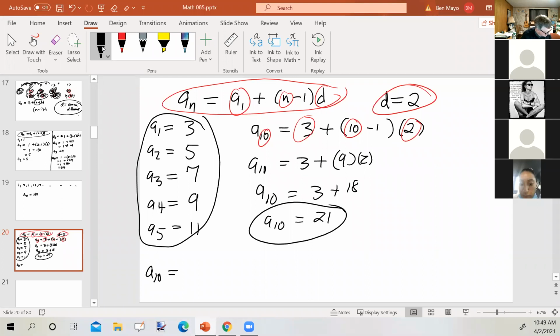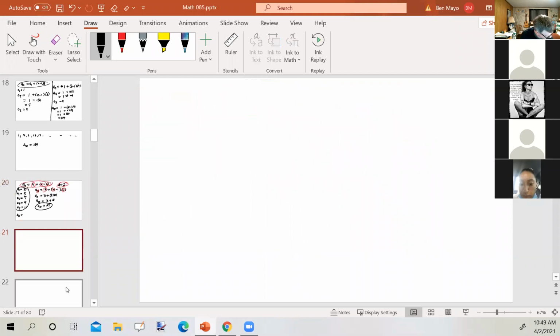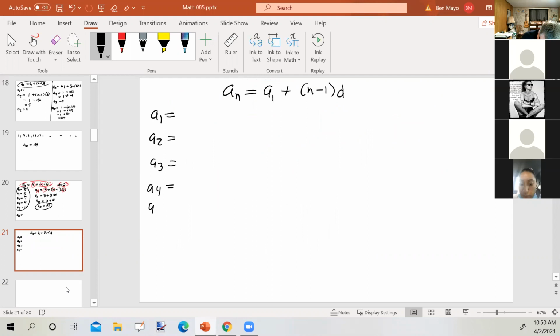All right, let's take a look at another problem, very similar. Same directions, we're going to use the same formula. A sub n equals a sub 1 plus the quantity n minus 1 times d. Again, we're to find the first 5 terms and then the specified term. So we're going to find a sub 1, a sub 2, a sub 3, a sub 4, a sub 5. It says the first term is 8. The common difference is negative 5. Find the 25th term.